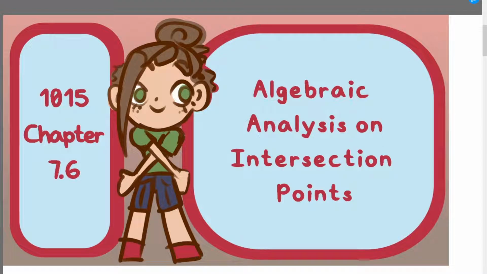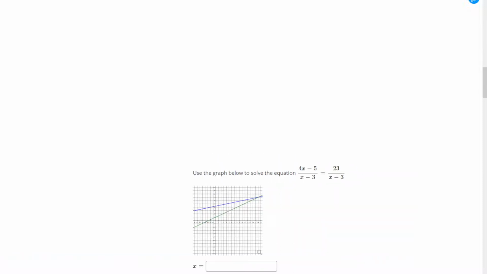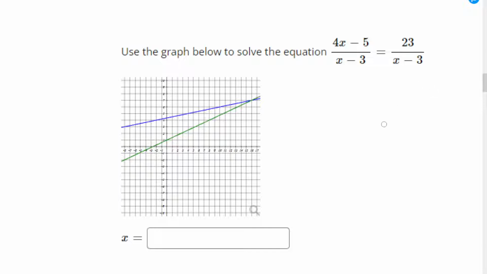Hi, so today in this video we're going to be covering chapter 7.6, which is the algebraic analysis on the intersection points. Now we've done this more recently with a lot of the exponential and logarithmic functions where we set them equal to each other. It's going to be exactly the same in this one. We're using the graph below to solve the equation.